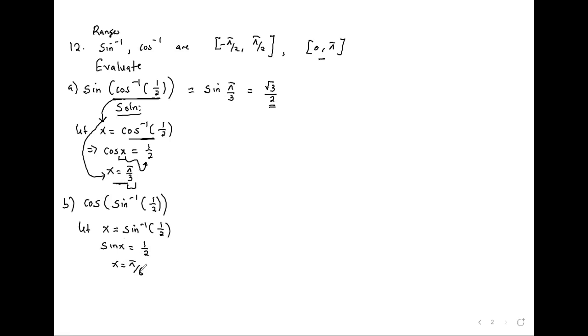Then when x is 30, it means inside here we have 30 because we have said this guy is x and we have found x to be this. So this is going to be cos x, which is cos pi over 6. And what is cos pi over 6? Cos pi over 6 is cos 30, which is root 3 over 2.